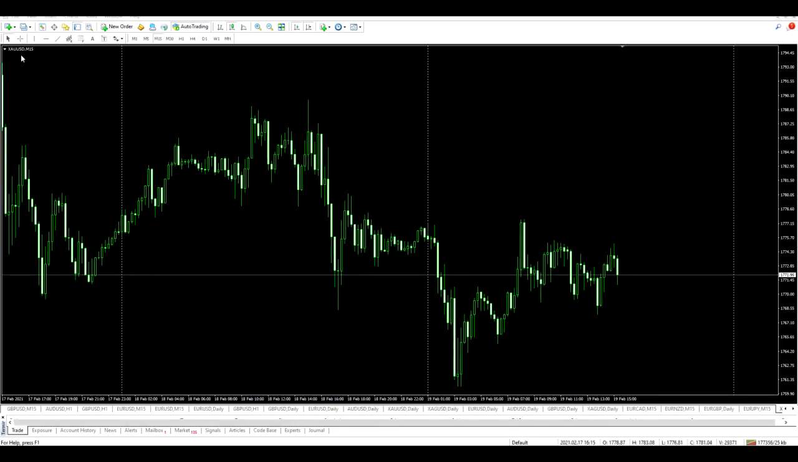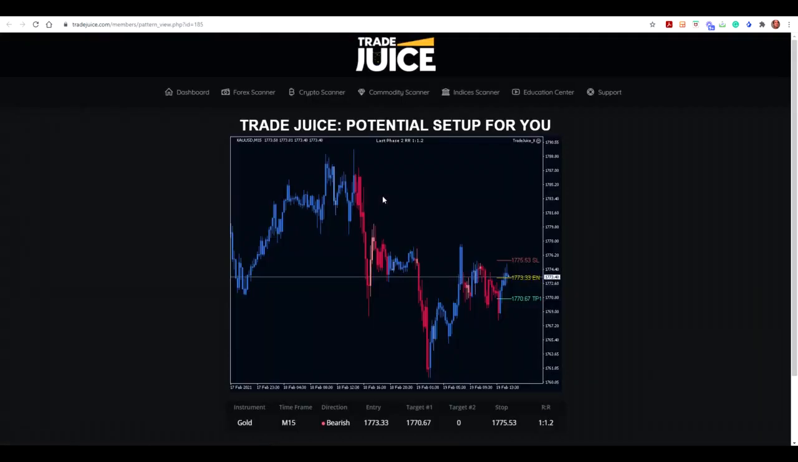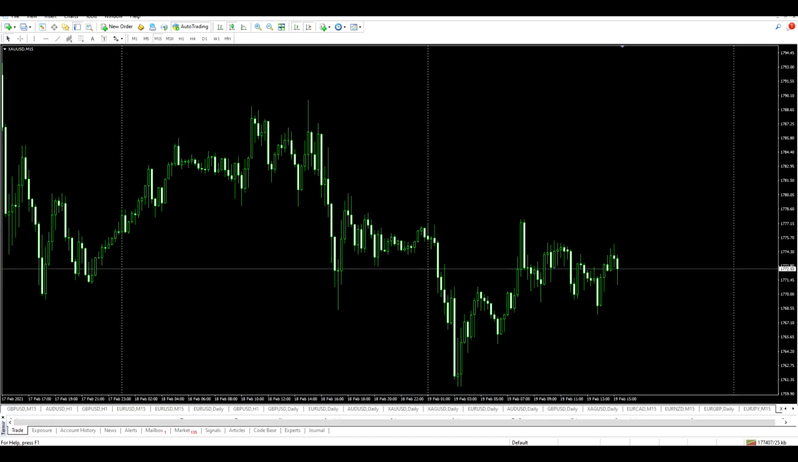Hi guys, I'm on the gold USD 15-minute chart, and the reason I'm on this is because Tradejuice has highlighted this as a potential high probability trade setting up. Now, I do have a chart that I can use for this, and it gives me the entry point, stop loss, and take profit. Now, the entry point, just during the time of doing this recording, is actually just here at the moment.